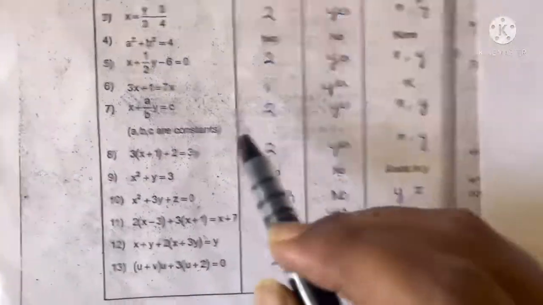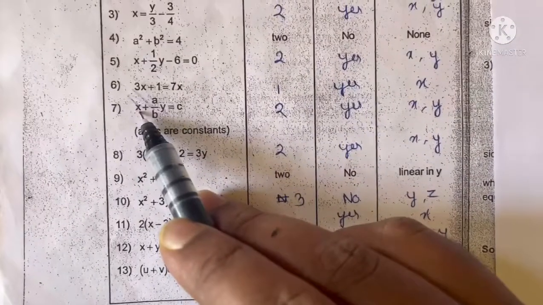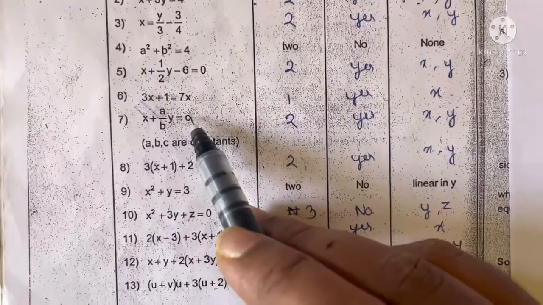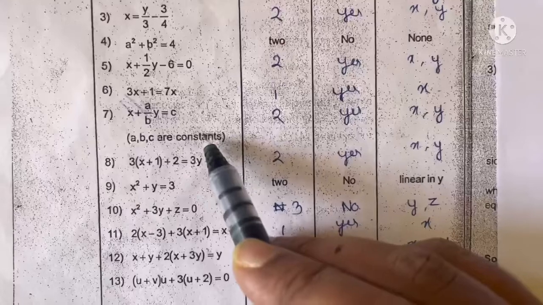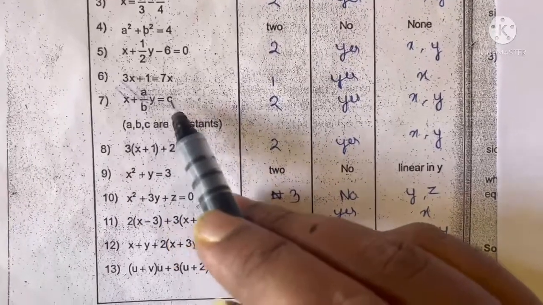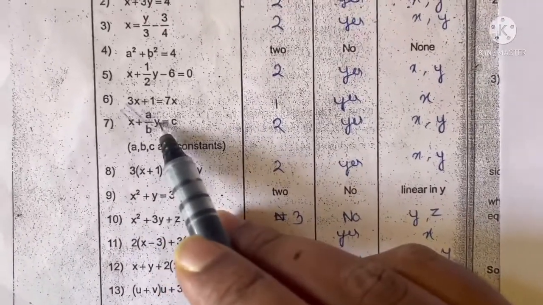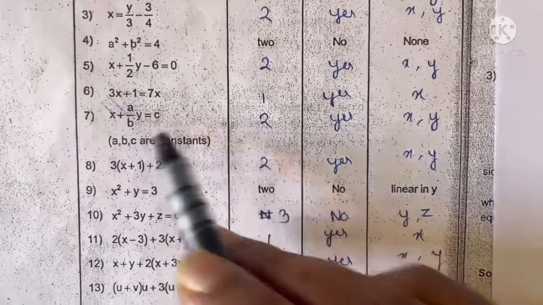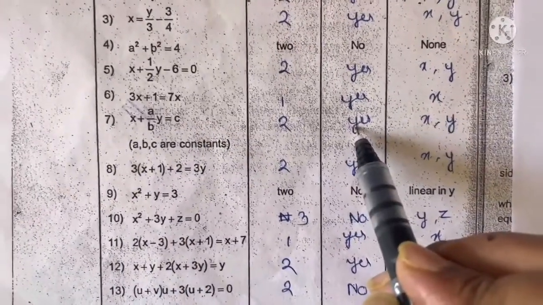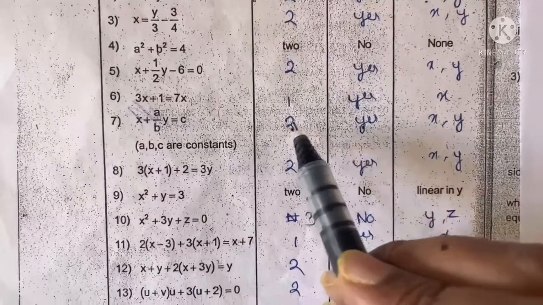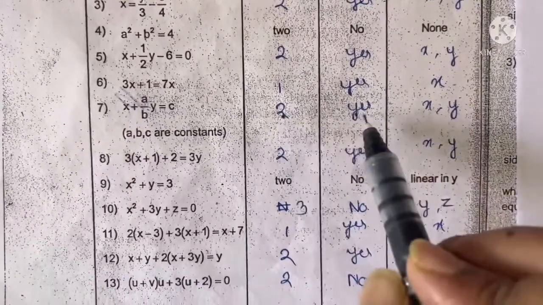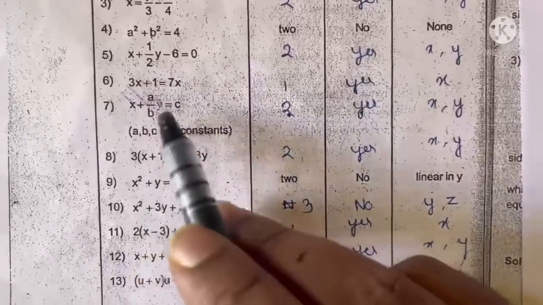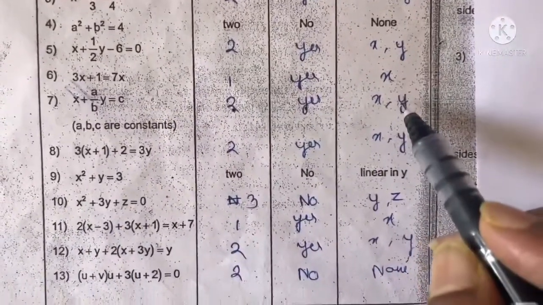So let's move ahead and check this one. 7. x plus a by b into y equal to c. Here it has been said that a, b and c are constants. So don't consider a, b and c as variables. Only x and y are variables. So is it linear? The power of x is 1. The power of y is also 1. So yes, it is linear. How many variables are there? 2 variables are there. So it is a 2 variable equation, which is a linear equation. And both the variables are linear. So it is linear in both x and y.